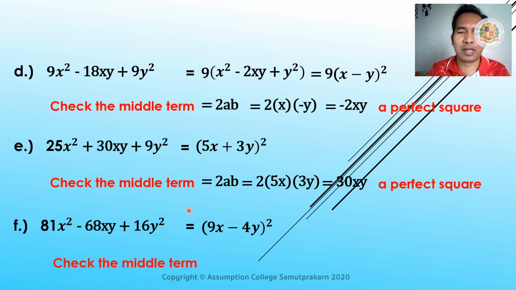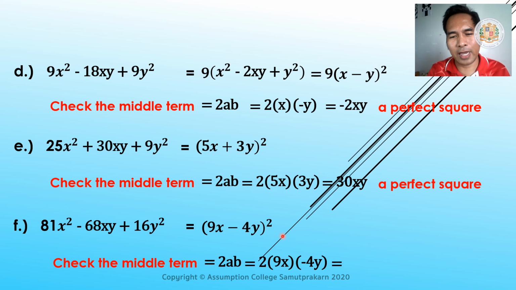So again, check the middle term. To check the middle term, you will have 2ab. What is our a? 9x. b is negative 4y. So 9x minus 4y. Okay, let's try to check. 2 times 9 is 18x. Times negative 4, 18 times negative 4 is negative 72y. So negative 72xy. Are they correct?